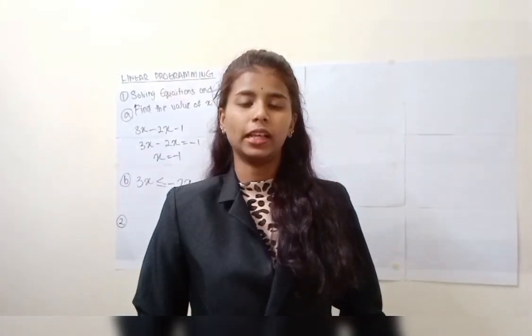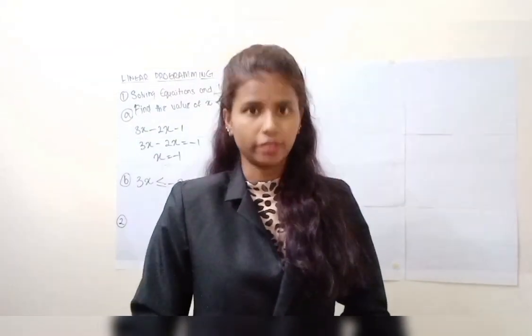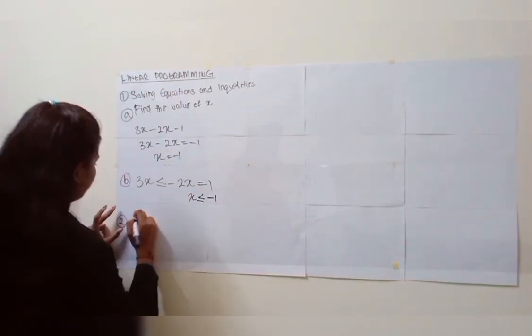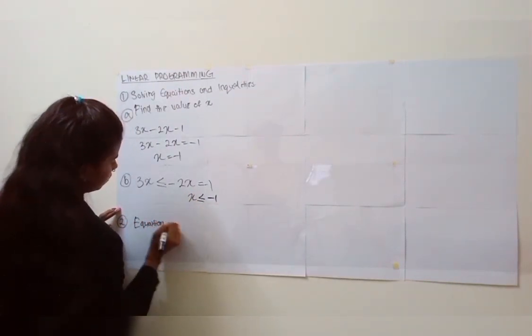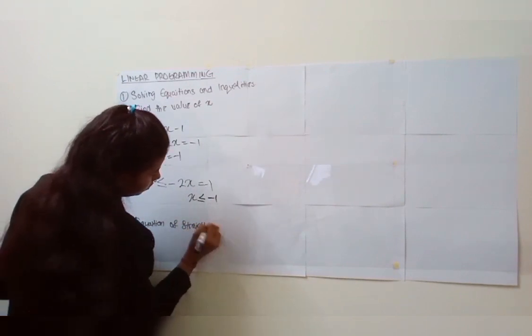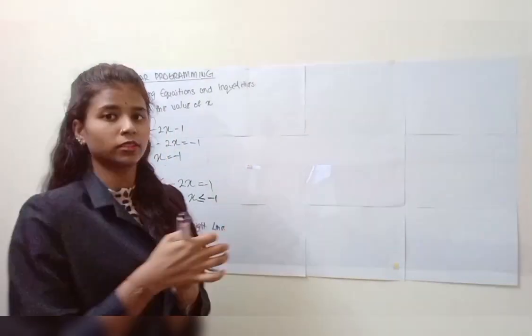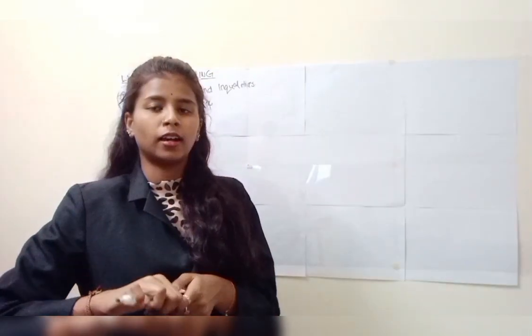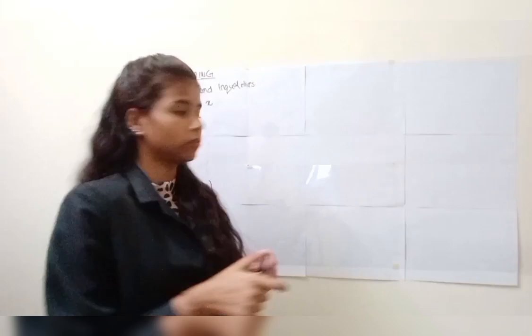Okay, the second topic is equation of the straight line. Let me write the question first. Equation of straight line, which is there are two lines. So we find the value for x and y together.